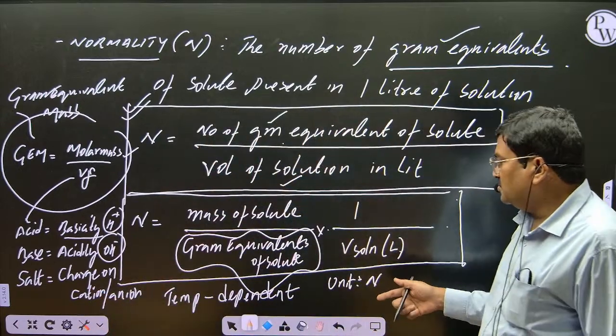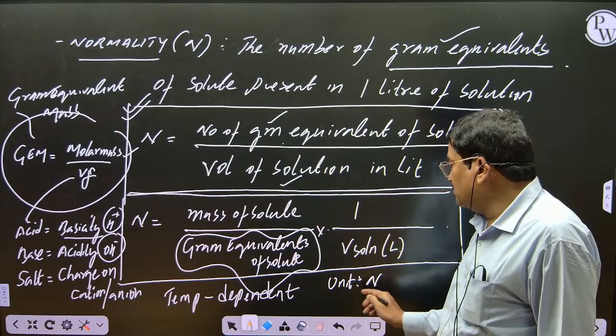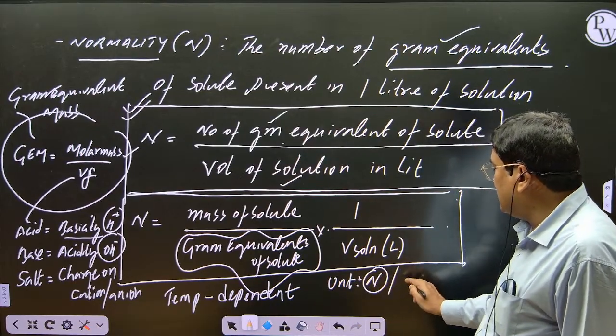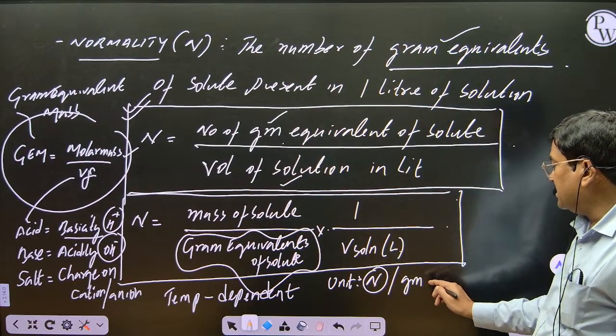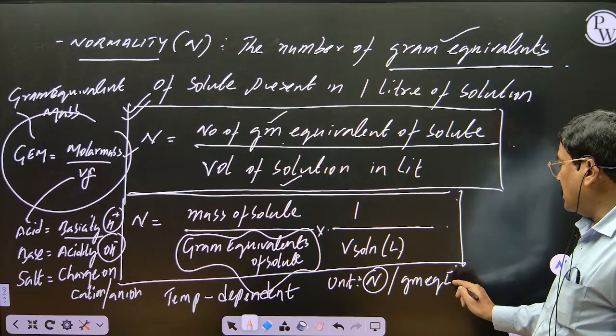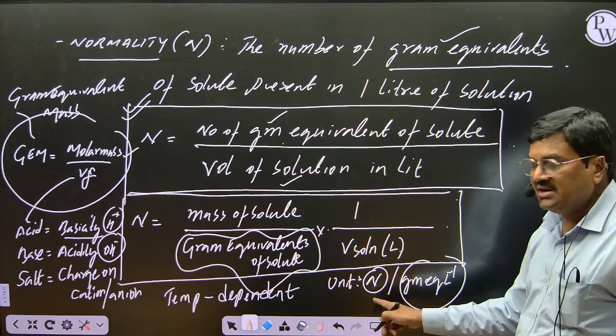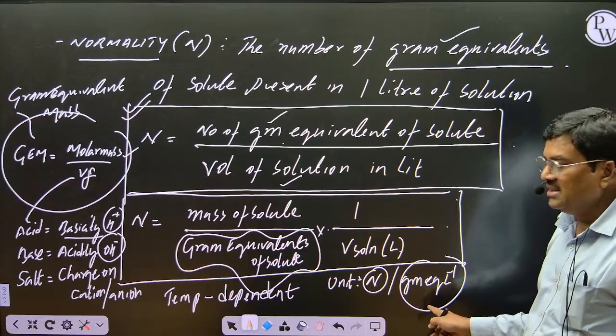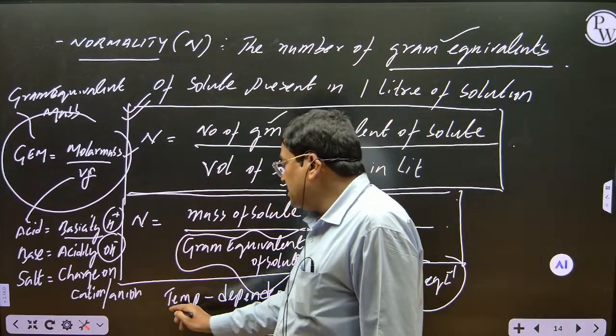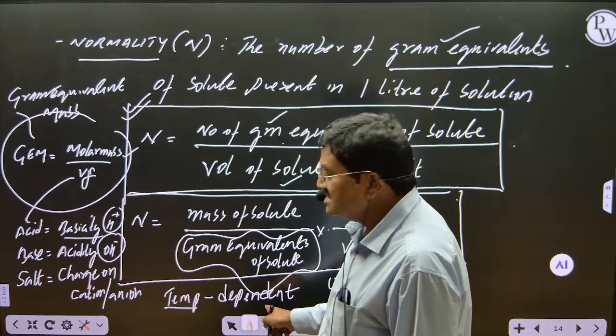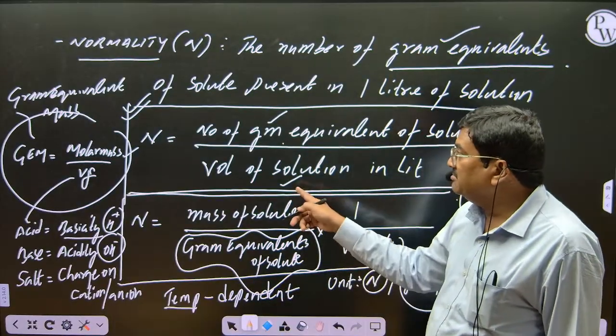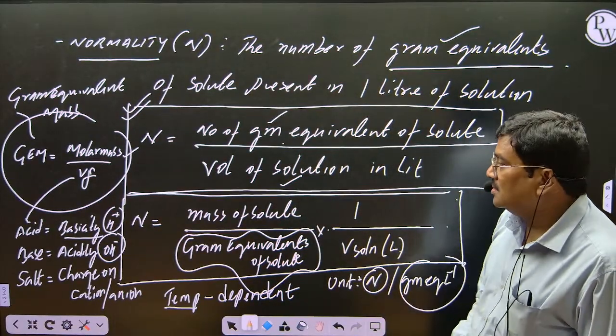And what will be the unit of normality? Unit will be normal, or we even say gram equivalents per liter. Either you can write capital N or gram equivalent per liter. And is it temperature dependent or temperature independent? It is temperature dependent. Why? Since the volume term is there. Copy this.